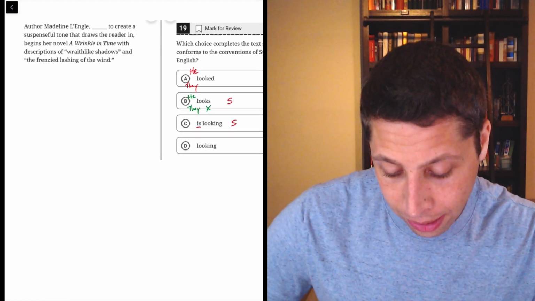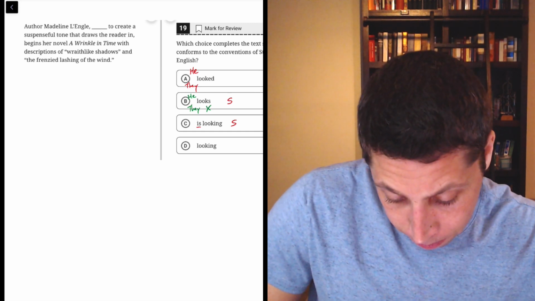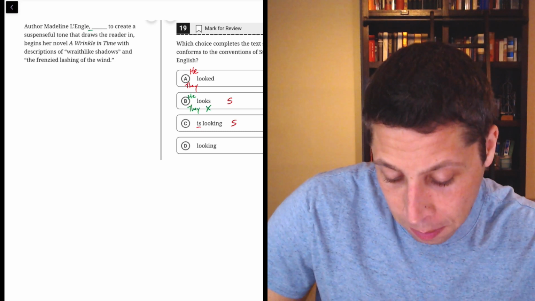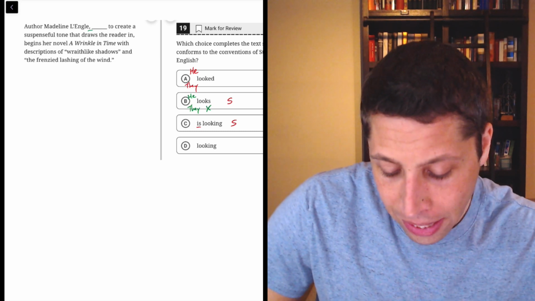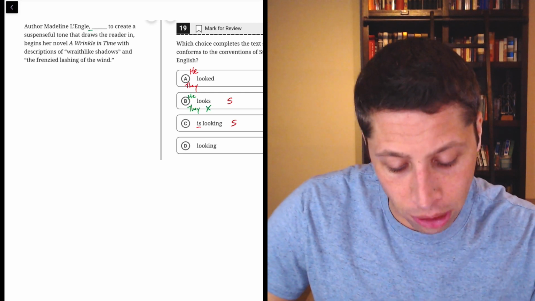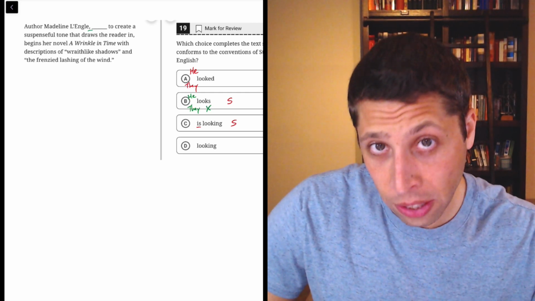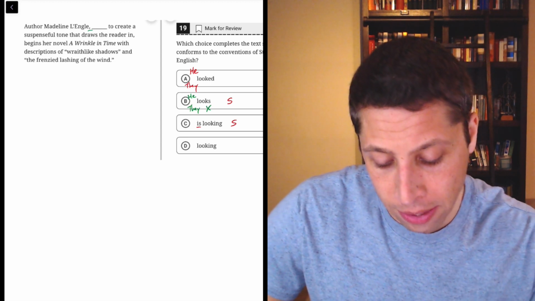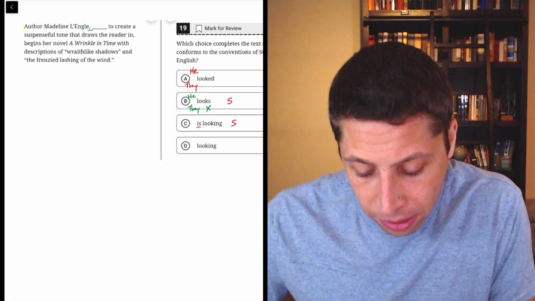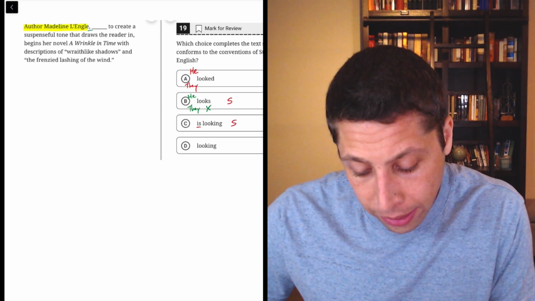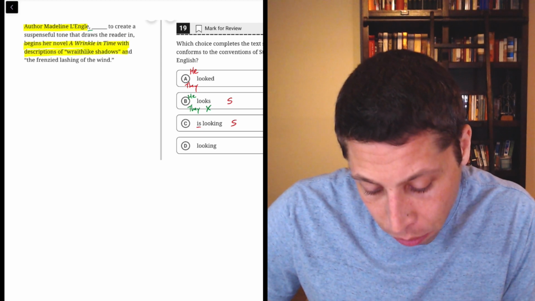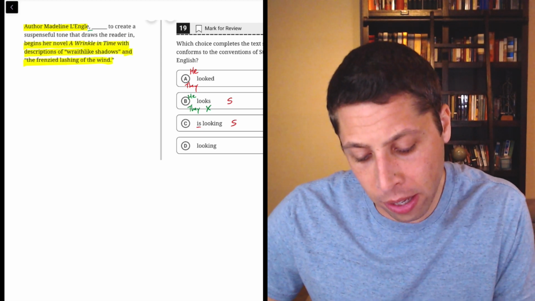Author Madeleine L'Engle, oh boy, so then there's a comma, that's weird. Something to create a suspenseful tone that draws the reader in, begins her novel A Wrinkle in Time with descriptions of wraith-like shadows and the frenzied lashing of the wind. So this is sneaky. That comma right after L'Engle is going to affect the structure of the sentence. The real sentence here is basically this person's name, Author Madeleine L'Engle, begins her novel A Wrinkle in Time with descriptions of wraith-like shadows and the frenzied lashing of the wind. So there is my main sentence.